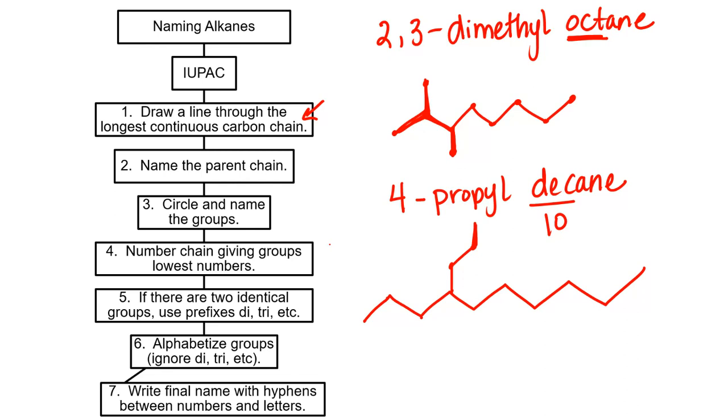And you can check to make sure that there's not a longer carbon chain. 1, 2, 3, 4, 5, 6, 7, 8, 9, 10. But sure enough, 10 is the longest continuous carbon chain, and it would have a 3 carbon group coming off of it. So that's how to name or draw the formulas of branched alkanes.